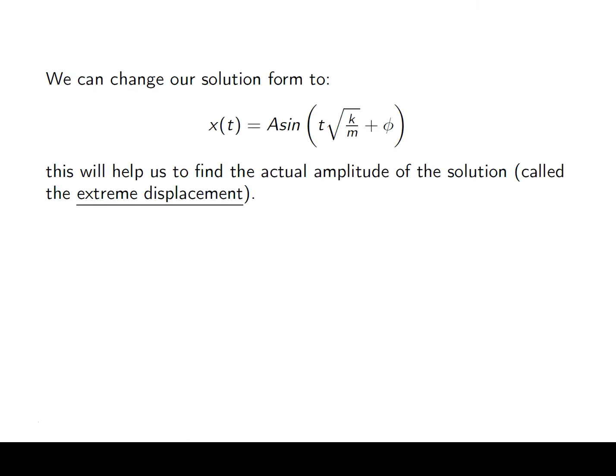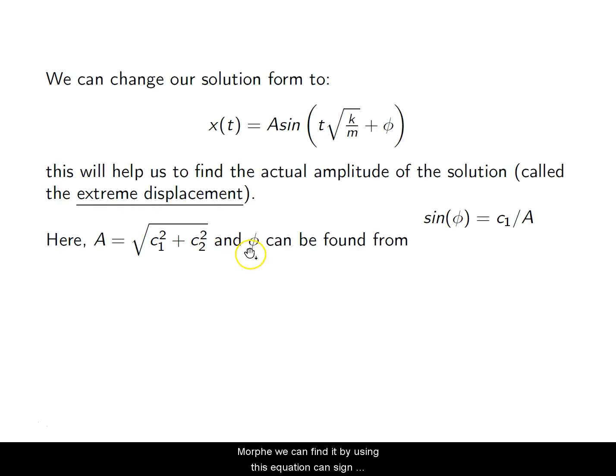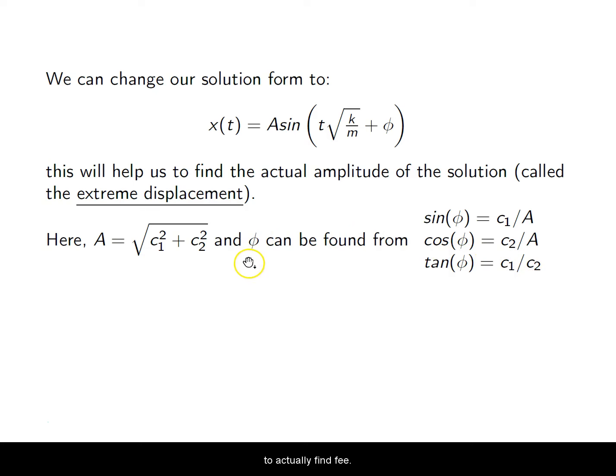Now, for this angle phi, we can find it by using this equation. Sine of phi is going to be C1 over this A value. Cosine of phi, the phase shift, is going to be C2 over this A value. Or we can use sine of phi over cosine of phi to find tangent of phi, which is just C1 over C2. So again, in order to actually find phi, you would find one of these values and then use inverse sine, inverse cosine, or inverse tan to find your phi value. And then you can plug it into this form.